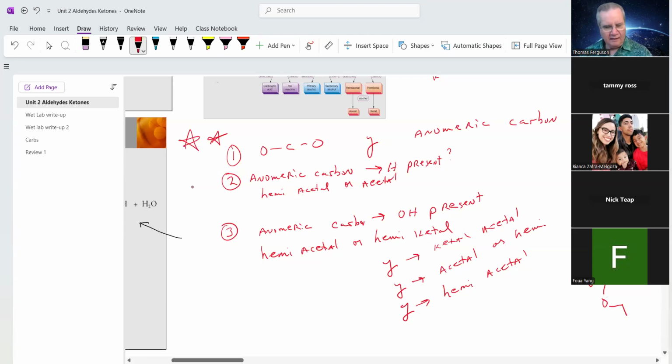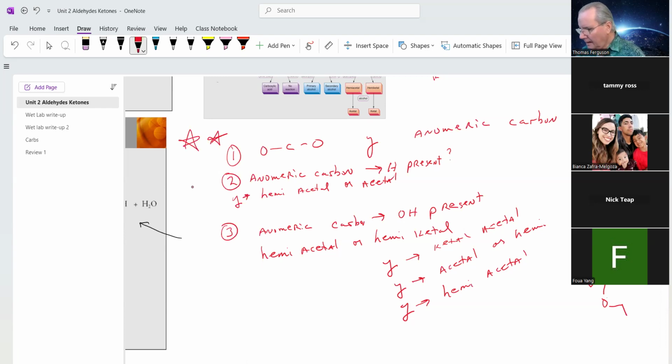So if yes, then you have an anomeric carbon, and yes, you have an acetal, ketal, hemiacetal, or hemiketal. The next question is, regarding the anomeric carbon, is there an H present? If yes, then you have a hemiacetal or an acetal. If there is no H present on the anomeric carbon, then you have a ketal or hemiketal.